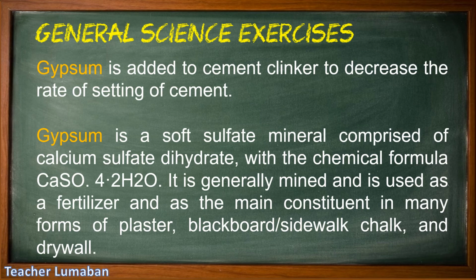Gypsum is a soft sulfate mineral comprised of calcium sulfate dihydrate, with the chemical formula CaSO4·2H2O. It is generally mined and is used as a fertilizer and as the main constituent in many forms of plaster, blackboard/sidewalk chalk, and drywall.